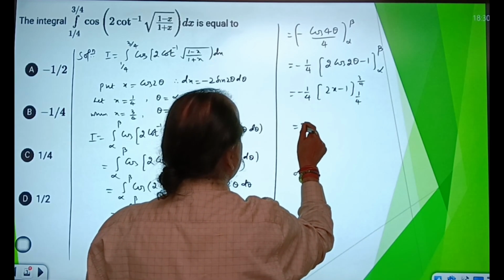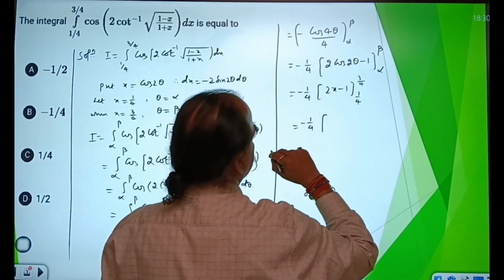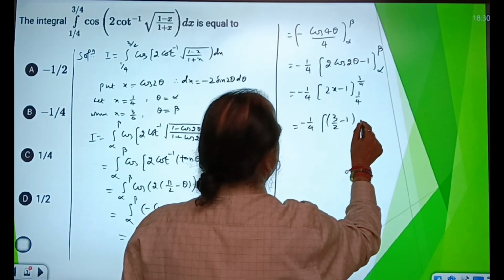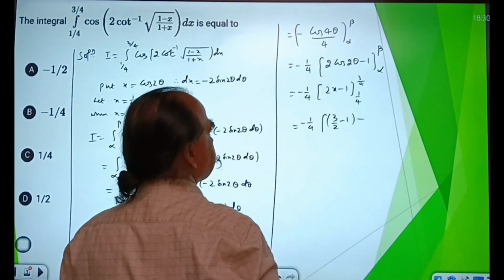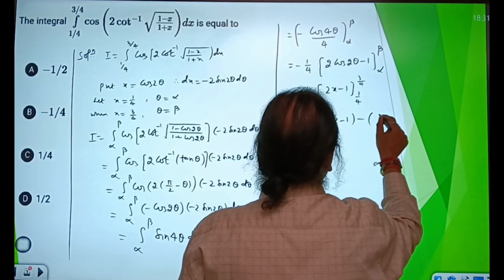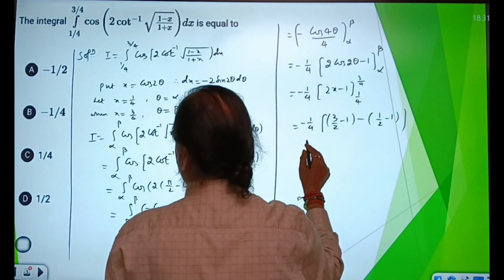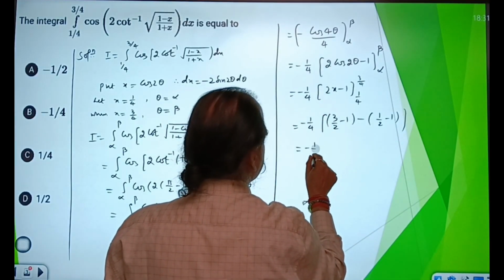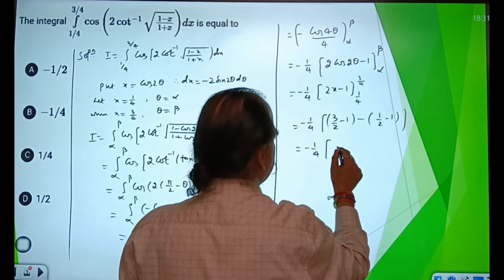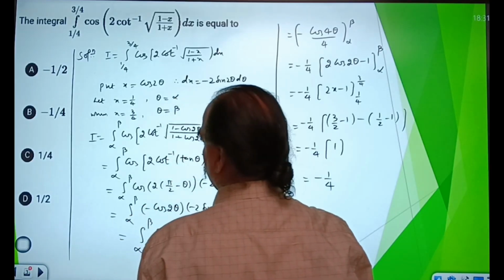So minus 1 by 4, 2 times 3 by 4, 3 by 2 minus 1, minus, 1 by 4 will give you what? 1 by 2 minus 1. Minus 1 by 4 minus 1. 3 by 2 minus 1 by 2 is what? 2 by 2, that is 1. Answer B.